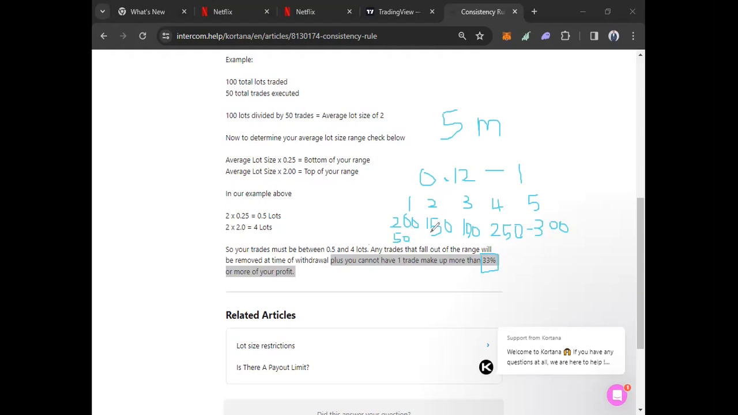What's the percentage of 150 from 400? It's around 30%. 30 to 35%, it is 35%, which is too high. Man, these guys, this 33% is just so freaking crazy.